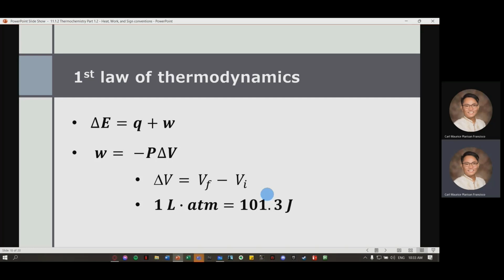Okay, so as you recall, these are the equations involved in the first law of thermodynamics. Now, number 1, change in internal energy is equal to Q plus W, or heat plus work. And suppose that work would be missing. If ever work is missing, solve for work using work is equal to negative external pressure times change in volume, wherein change in volume is equal to final volume minus initial volume. Take note as well to convert liter atmosphere into joules using this particular conversion factor.